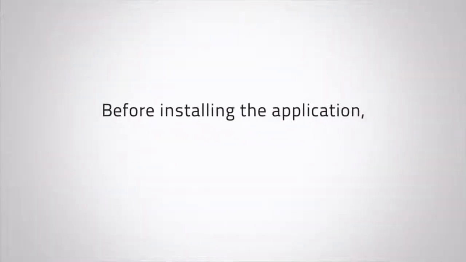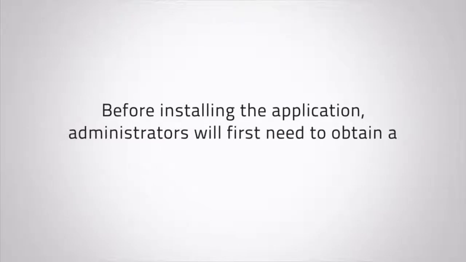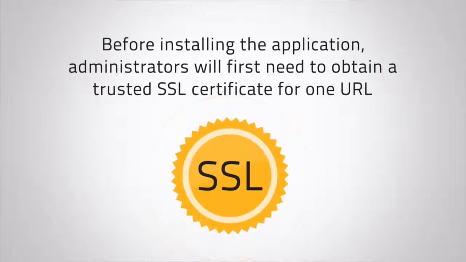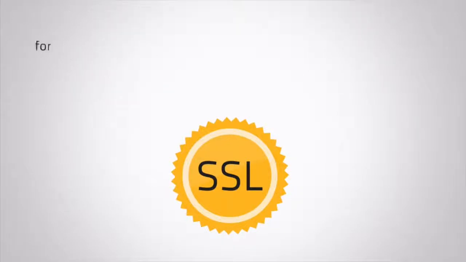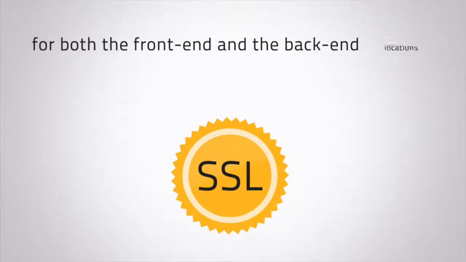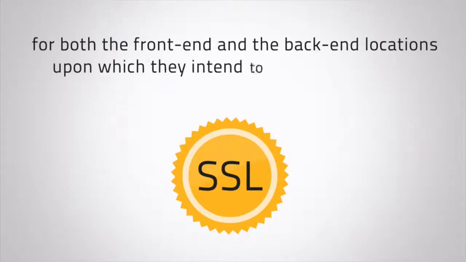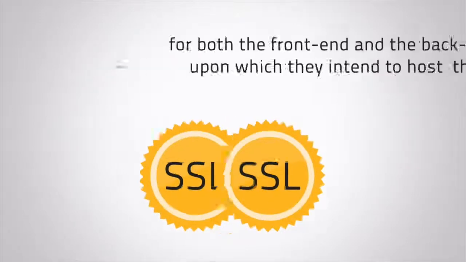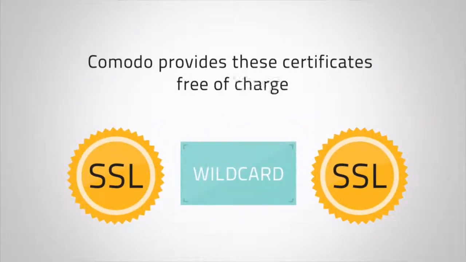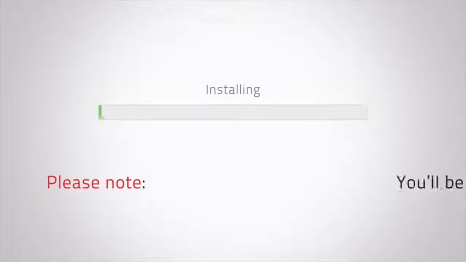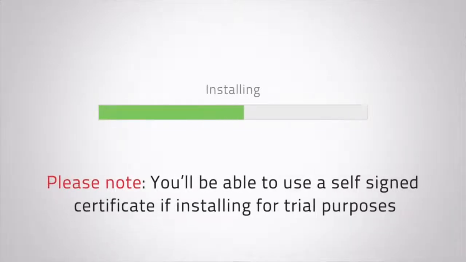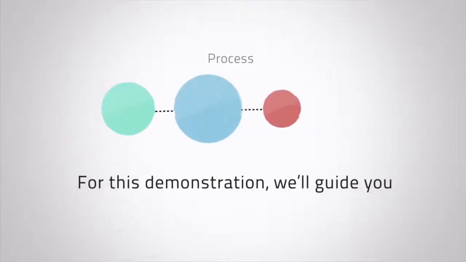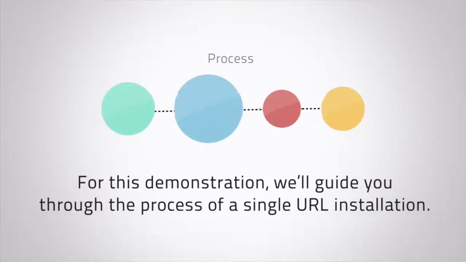Before installing the application, administrators will first need to obtain a trusted SSL certificate for one URL for both the front-end and the back-end locations, upon which they intend to host the solution. Comodo provides these certificates free of charge. Please note, you'll be able to use a self-signed certificate if installing for trial purposes. For this demonstration, we'll guide you through the process of a single URL installation.